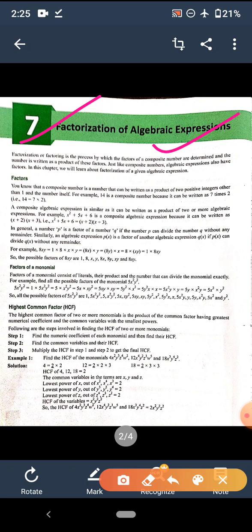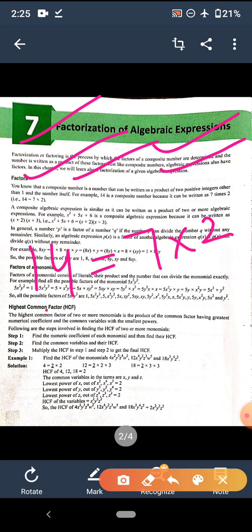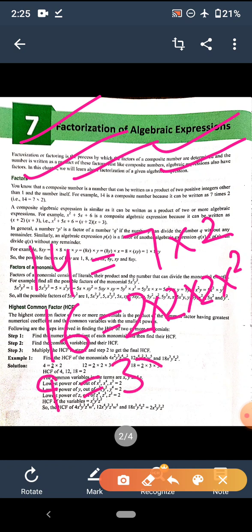Just like composite numbers, algebraic expressions also have factors. So what are the factors, beta? A composite number is a number that can be written as a product of two integers. For example, 14 can be written as 7 into 2. 16 can be written as 2 into 2 into 2 into 2. 9 can be written as 3 into 3. So these are the composite numbers which can be factorized.